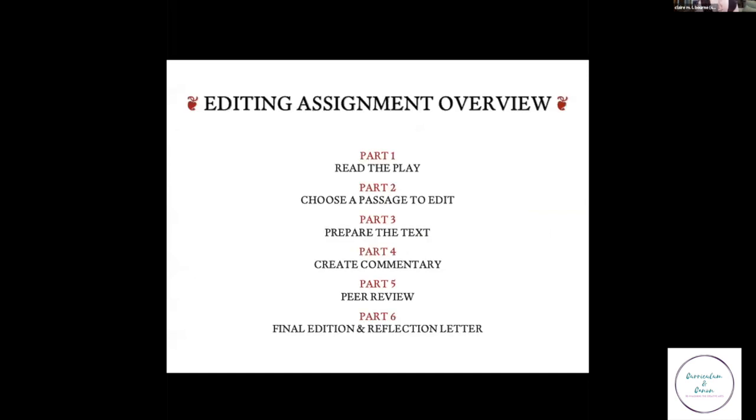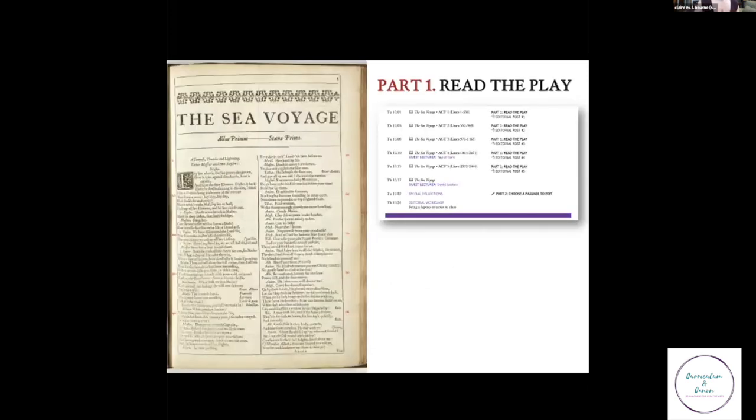So the assignment overview. Part 1, we read the play together and they had a chance to read the play individually. They chose a passage to edit. They prepared the text. They created commentary. They offered their part of the play up for peer review. And then they submitted their final edition with a reflection letter. So I'm going to walk you through each of these steps now.